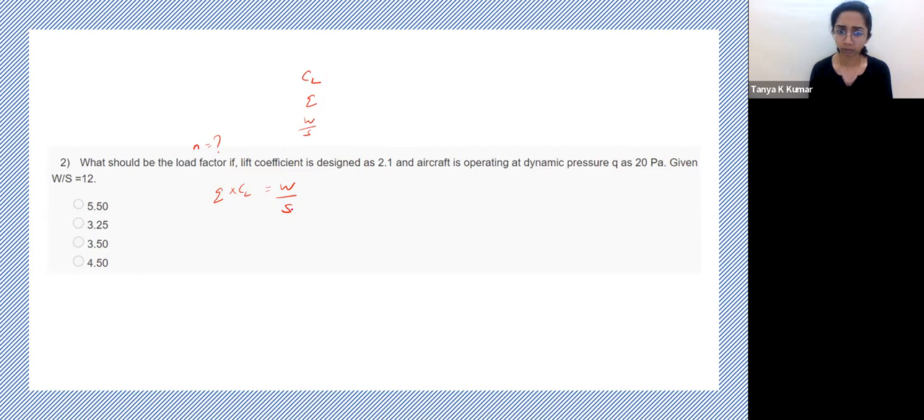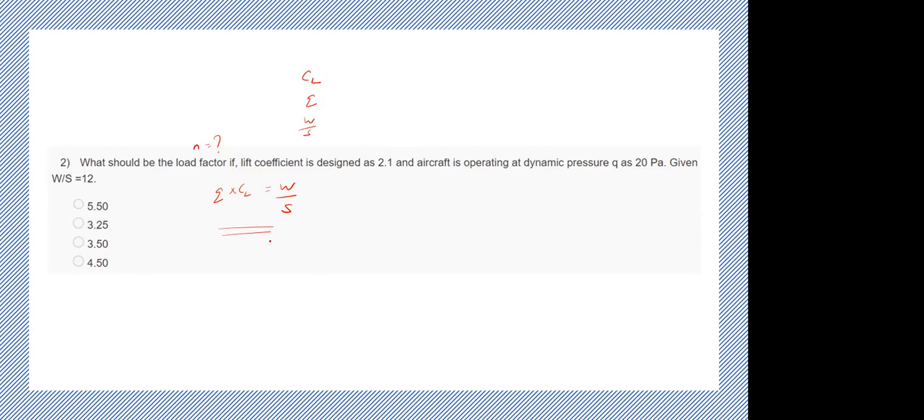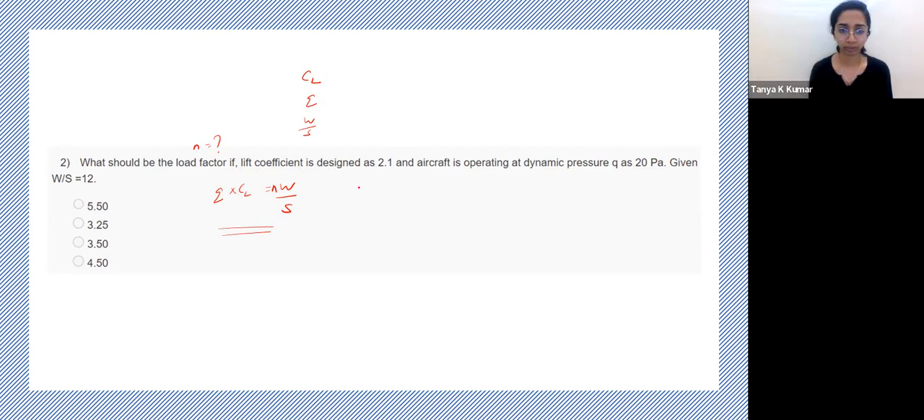Okay. So what do we do with this equation? It will be N times W by S. Yes, N times W by S. How did we come to that? We did lift equal to NW. Our original equation is this, but since we have lift equal to NW, the load factor, we get this. So what is N? N is Q into CL by W upon S. Q is 20, CL is 2.1, and W by S is 12. What is this value?